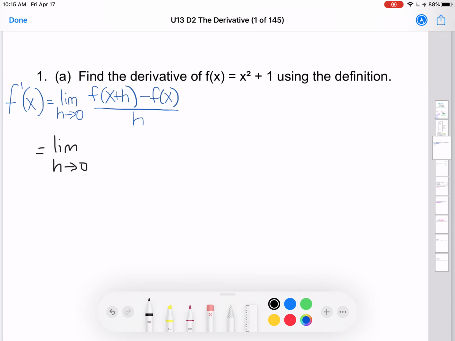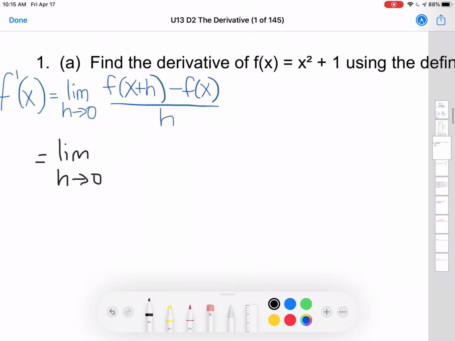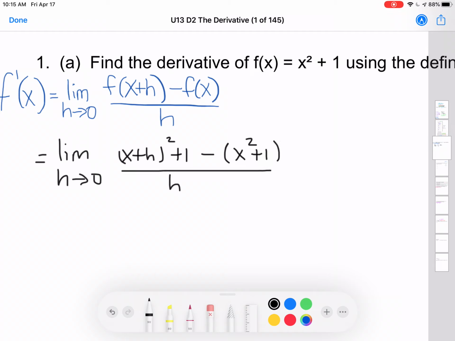So the limit as h approaches 0. So I'm going to plug in x plus h, right, into the function every place I see an x. And then I'm going to subtract off the function over h. I'll go off to the side here and do x plus h times x plus h. So we get x squared plus 2xh plus h squared.